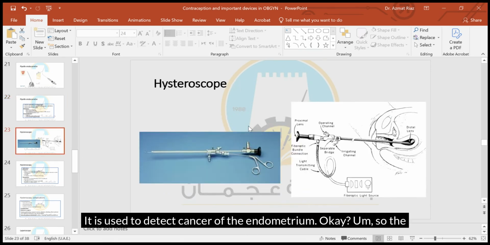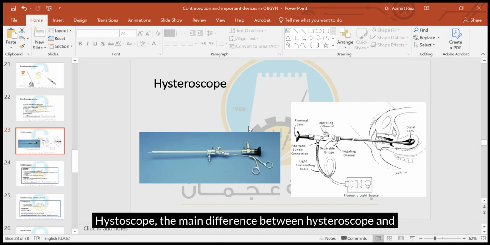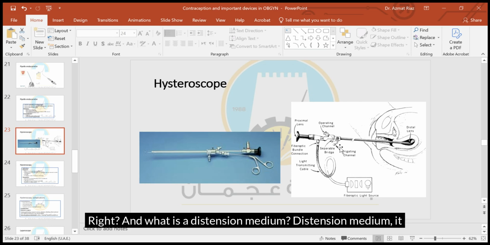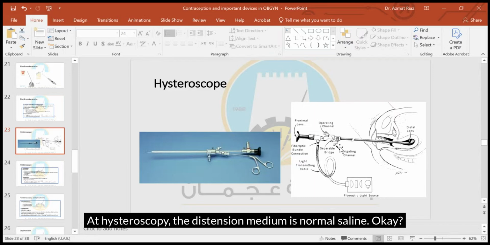The next device is the hysteroscope. The main difference between a hysteroscope and a laparoscope is that the hysteroscope has an irrigating channel. What does that mean? At the time of hysteroscopy, we need a distension medium, which means a medium to inflate the uterus. At laparoscopy, the distension medium is carbon dioxide. At hysteroscopy, the distension medium is normal saline.